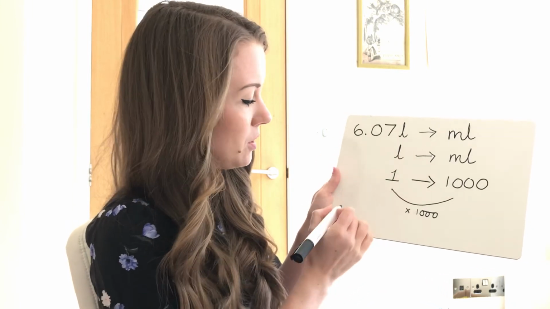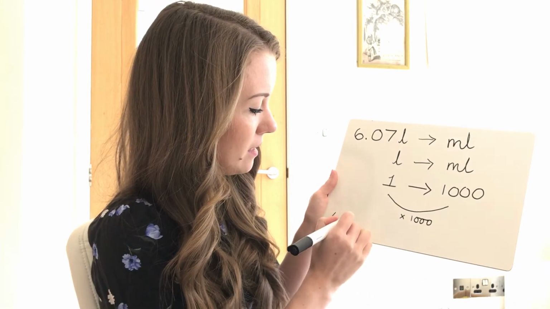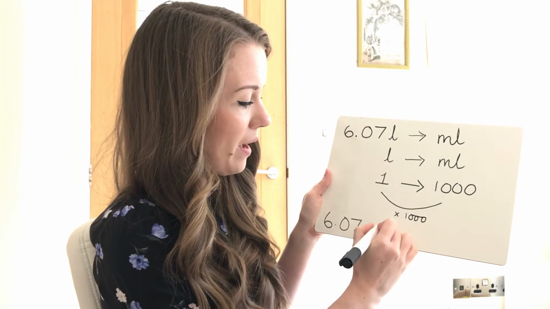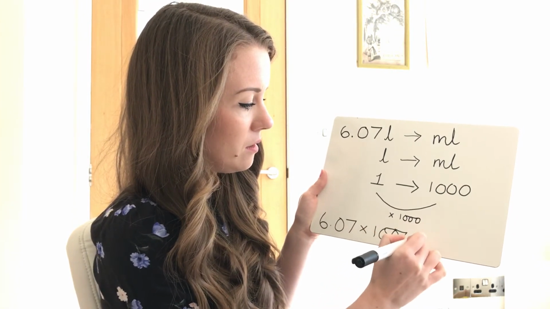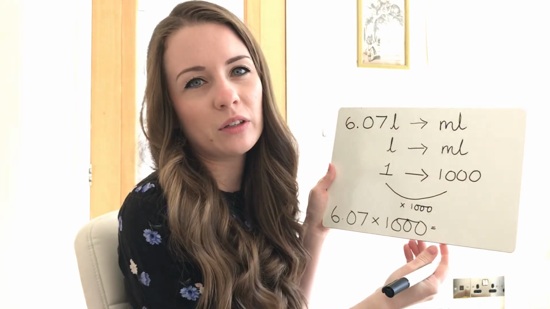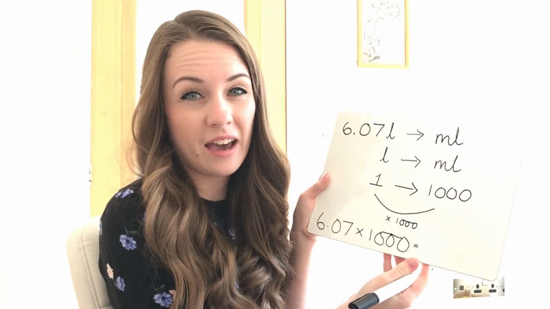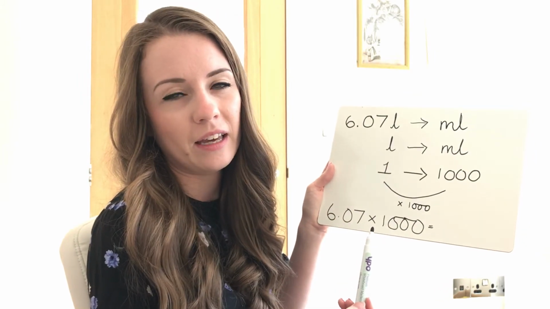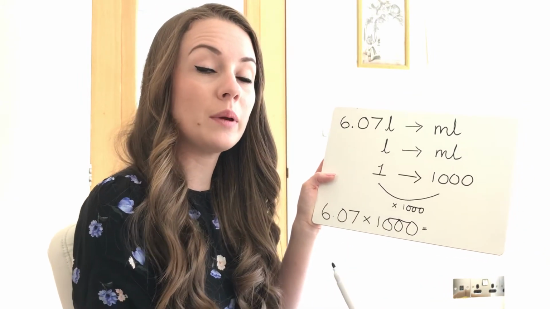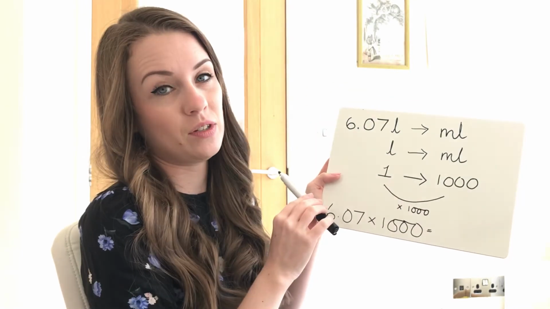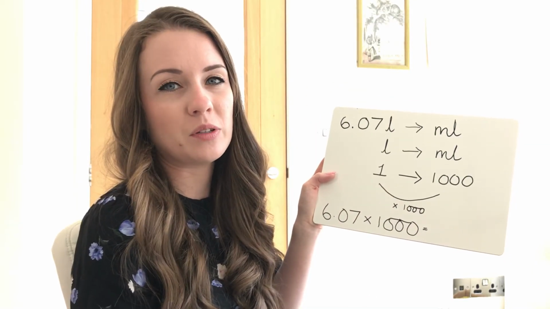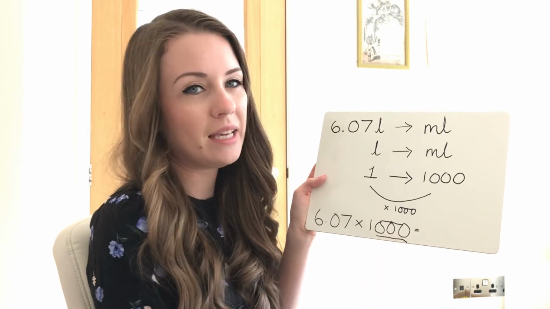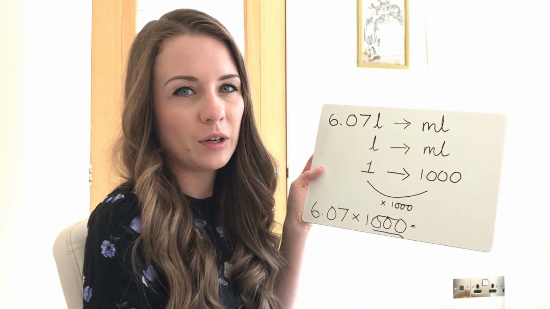So the calculation I will do is 6.07 times by 1,000. So thinking about your place value columns again, this time I am getting bigger because I am multiplying. So I know that my numbers are going to be moving left on the place value columns because my number will be getting bigger. And again, it will be 3 places to the left.